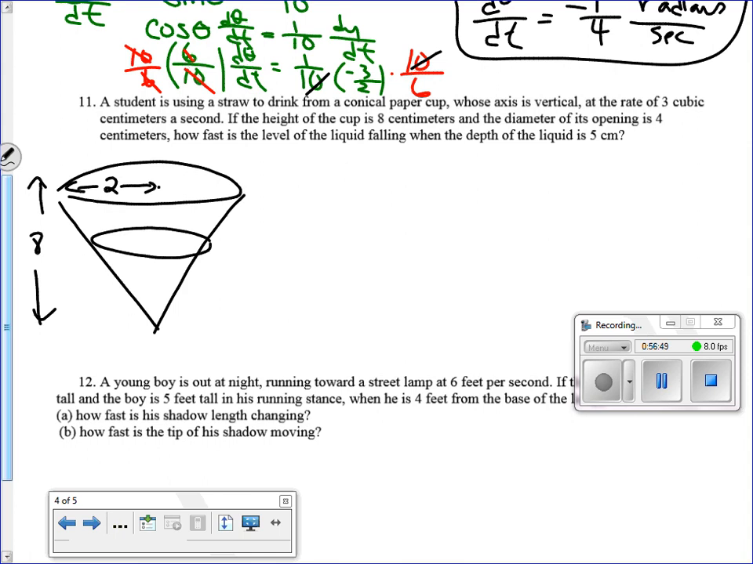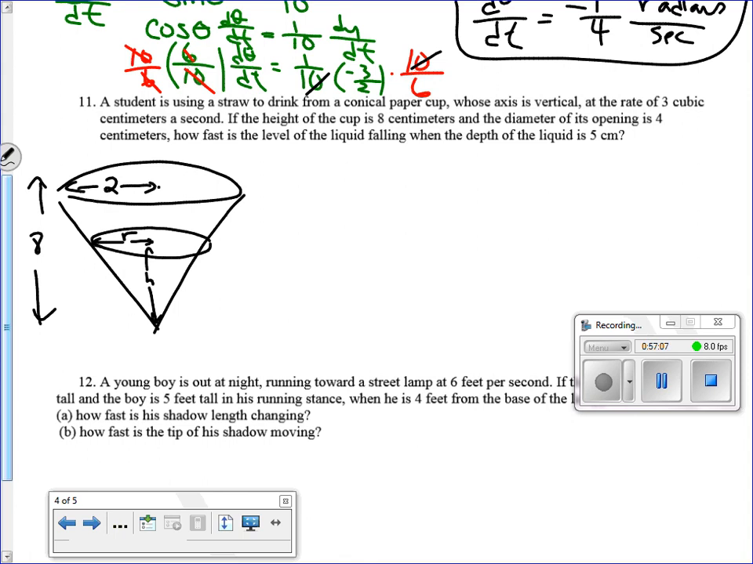Now, as he's drinking the liquid, the radius and the height of the liquid is changing. So for the radius of the liquid, I'm going to put on an r. I got to give it a variable. And the height of the liquid is also changing, so I'll call that h.